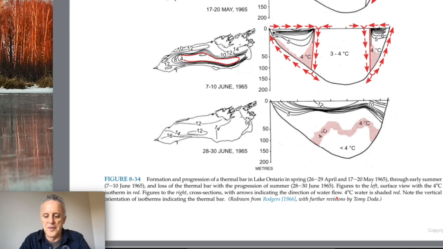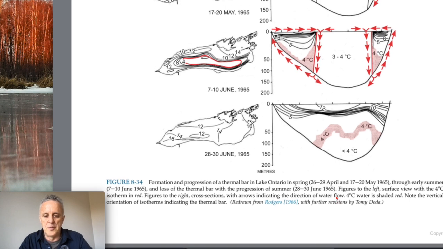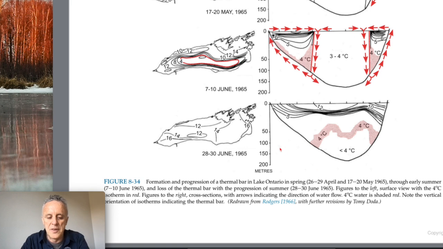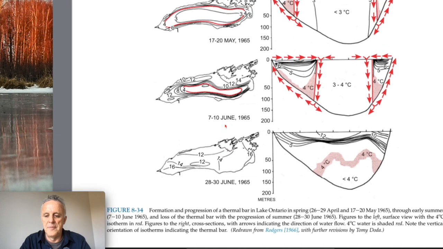Figures to the left, surface view with the 4 degrees C isotherm in red, and figures to the right, cross-section with arrows indicating the direction of water flows. 4 degrees C is shaded red. Note the vertical orientation of isotherm indicating the thermal bar.